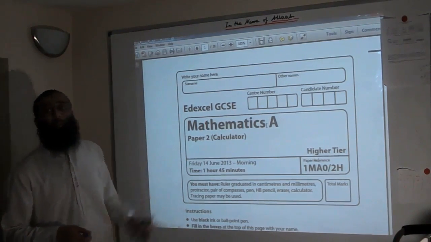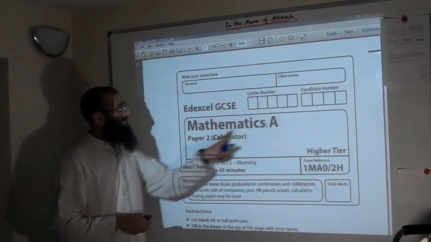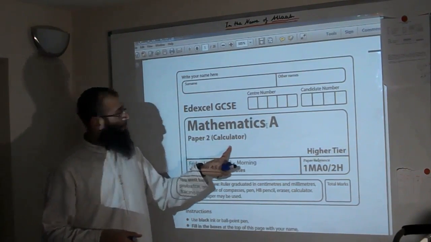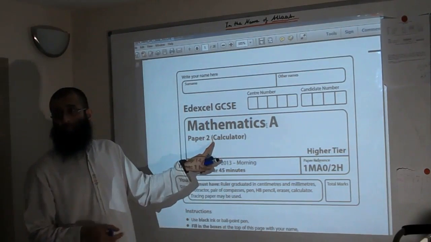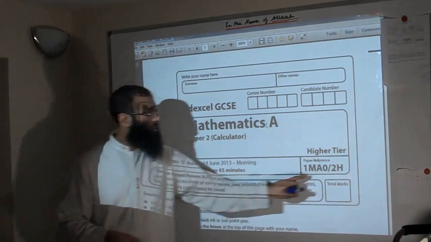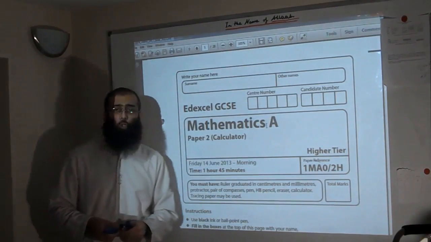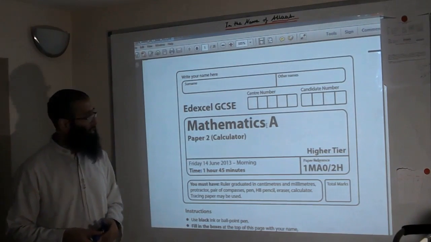Okay folks, this is the paper that we're doing today. It's Edexcel GCSE paper, Mathematics A. Paper 2 is the calculator paper. That doesn't mean it's easier, it just means you use a calculator. It's the 1MA0 syllabus, /2H is the second paper. This is the higher tier, and this is the June paper last year, 2013.